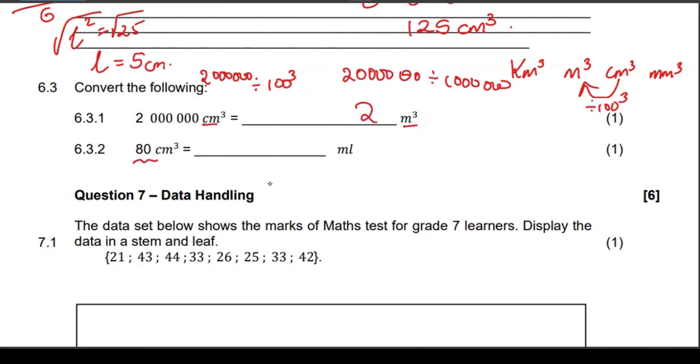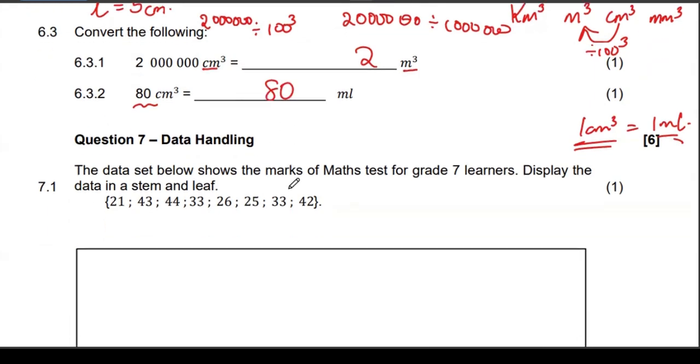And then 80 centimeters cubed to milliliters. Now what we know is that 1 centimeter cubed is equal to 1 milliliter. Okay, that's just the same thing, meaning that this must be just 80 milliliters.